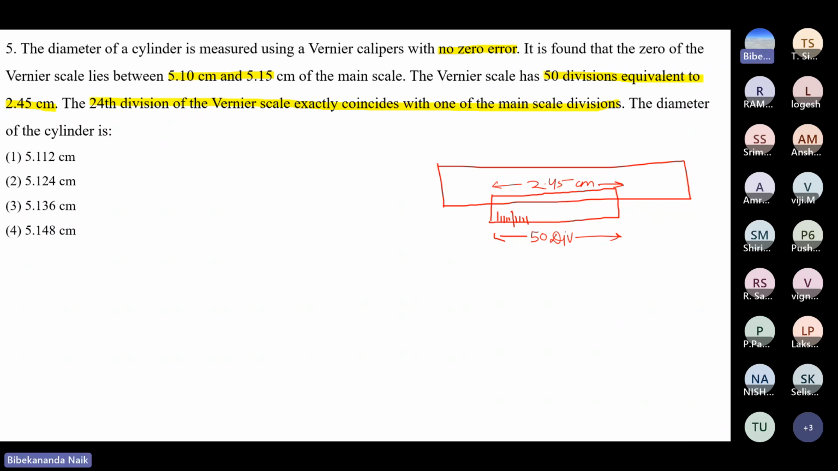Did anyone solve it? Can anyone tell me what will be the answer? Anyone?